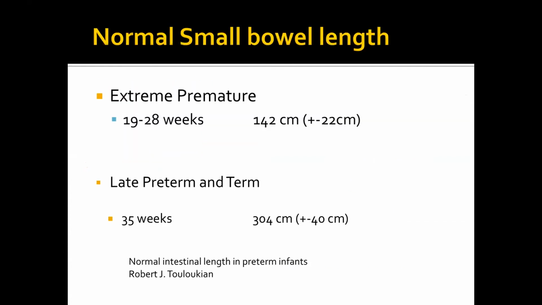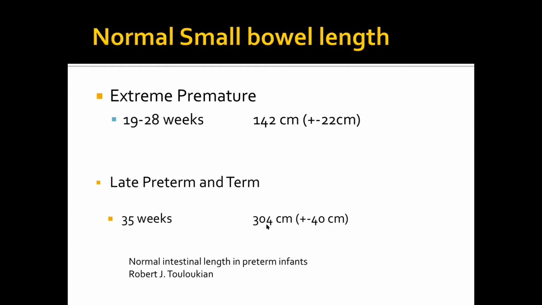The small bowel length elongates during gestational age. In extreme prematures, between the age of 19 and 28 weeks, the average length of small intestine is about 142 centimeters. These numbers are based on post-mortem studies on patients who were born prematurely and patients who were born later on, and they measured the intestinal length in those patients. So in preterm, between 19 and 28 weeks, the average length is 142 centimeters, compared to late preterm, after the age of 35, where the small intestine length almost doubles, to 300 centimeters.